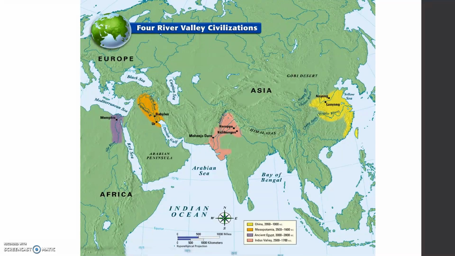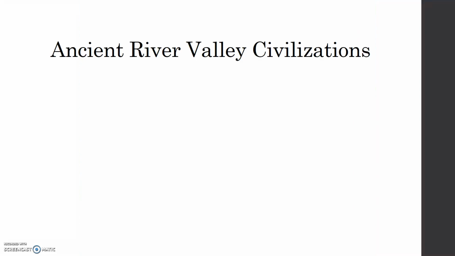of the last video. So on the map here, you notice how we've got Egypt, we've got Mesopotamia, we've got the Indus River Valley, and we've got China. Okay, so let's very briefly go through a couple of things about each of those. So your ancient river valley civilizations.